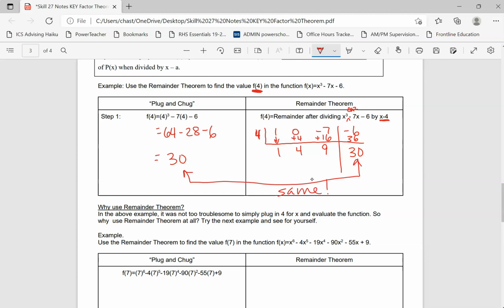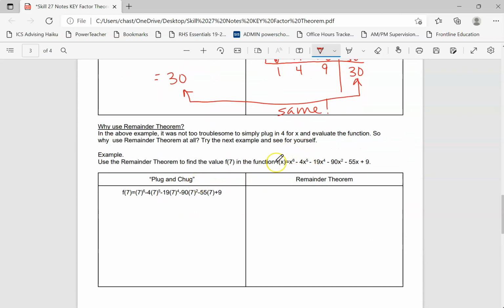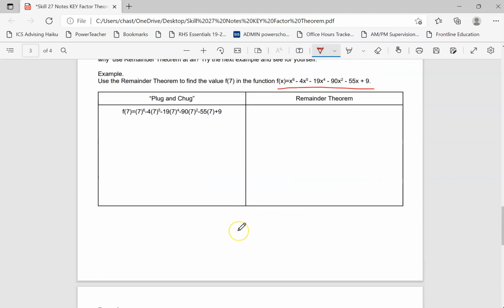Okay, so looking at that, you might think, why in the world did I even have to use the remainder theorem? I could have just plugged and chugged and gotten the same thing, and it might have been quicker. Well, yeah, in this case it was, but let's say we have this crazy polynomial, such as this one. Well, if we plug and chug here, we're going to have to use a calculator, and we're going to be getting some big numbers. So if I look here, 7 to the power of 6.